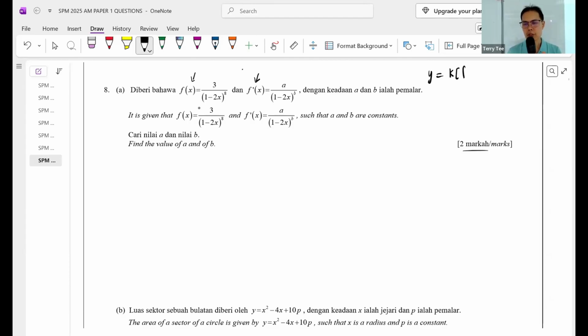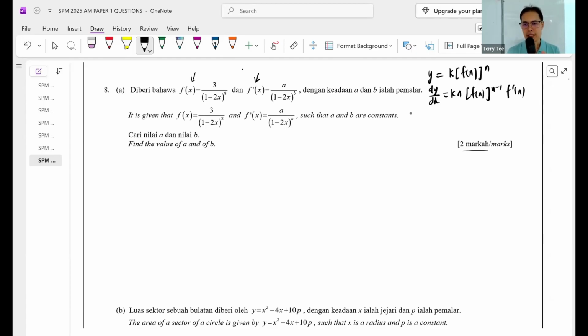This is what we call a composite function. I call it the general form of a composite function. In the general form, you bring the power down, copy f(x), reduce the power by 1, differentiate inside. Yeah, this is the general form.